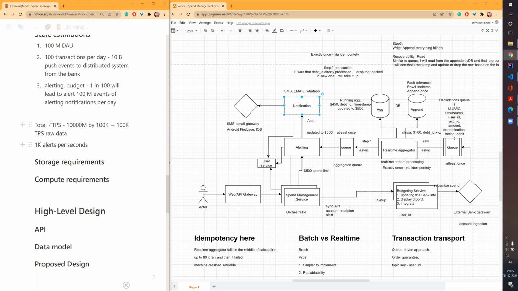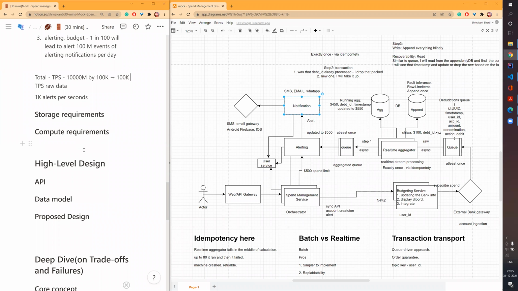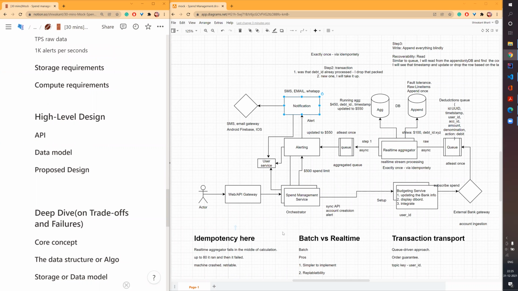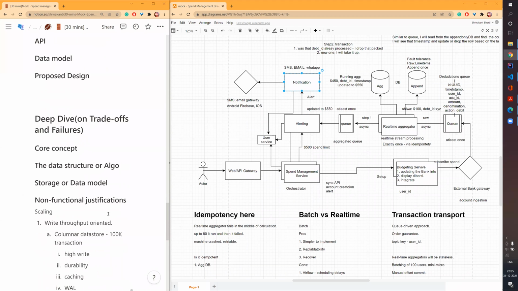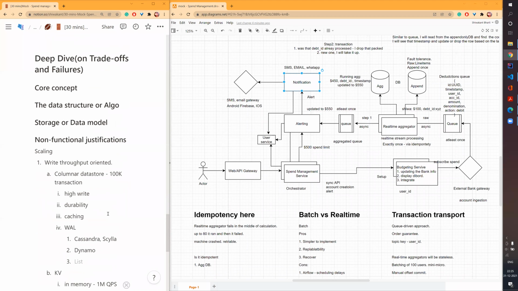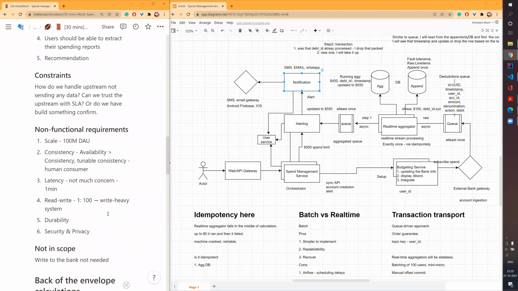So I'm just skipping this storage and compute. I will jump to the high level design. We will see if it is needed. I can fill up those sections, right? So I'll just explain each part of it from the functional perspective.